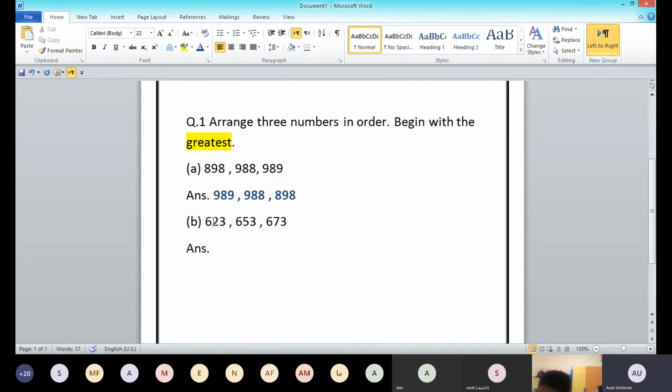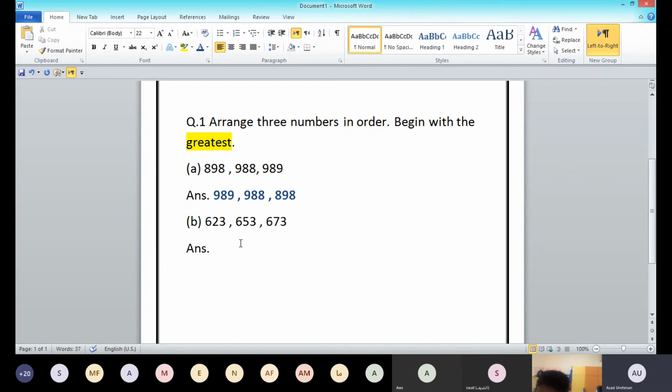Look, on the B part, 6, 6, and 6. All hundreds positions are same. So what I will see, I will check the ones places now. This is 2, this is 5, and this is 7. So 2 is less than 5, or 5 is greater than 2, or here 7 is greater than 5. So this is very easy question.